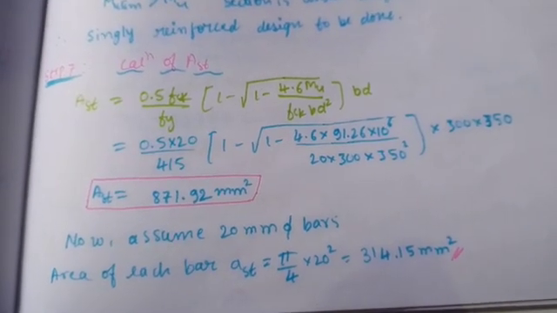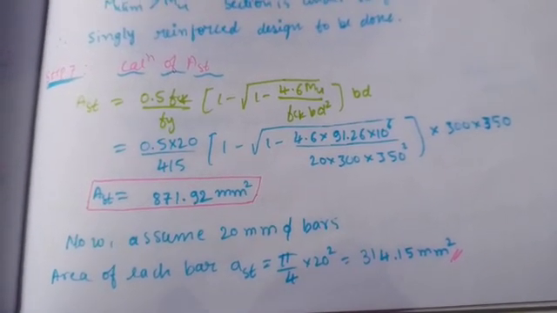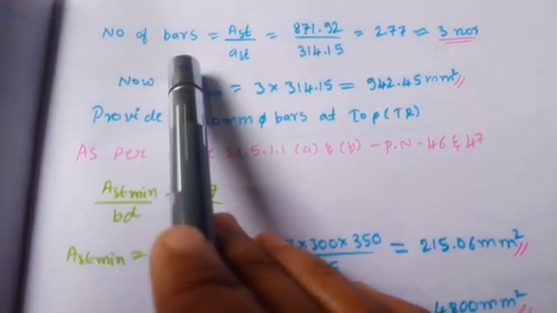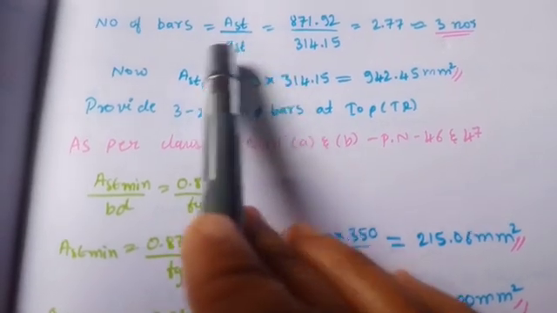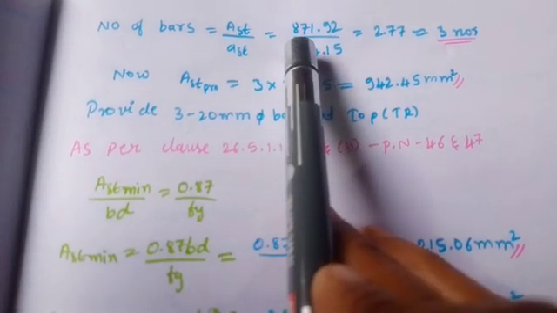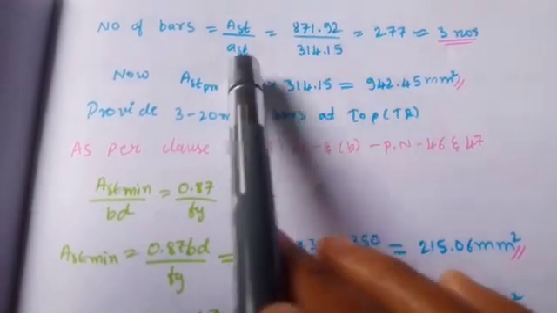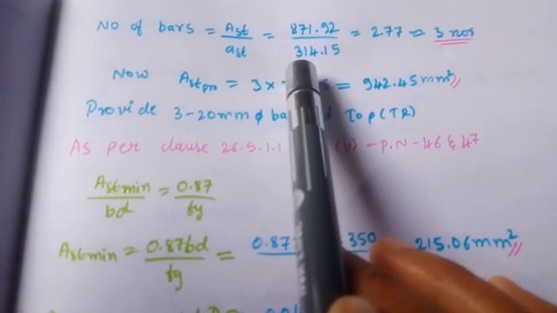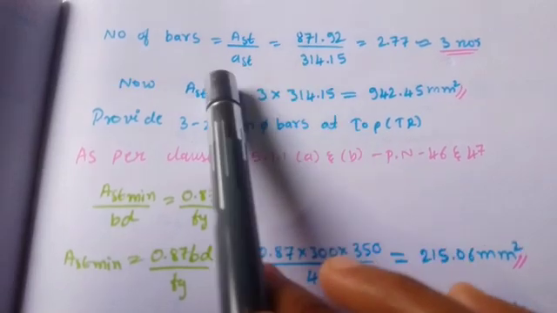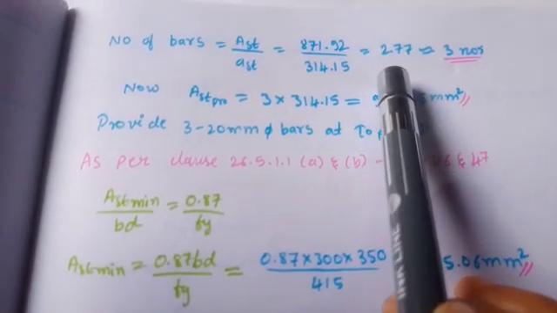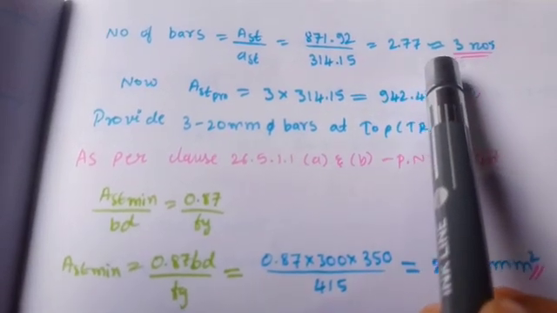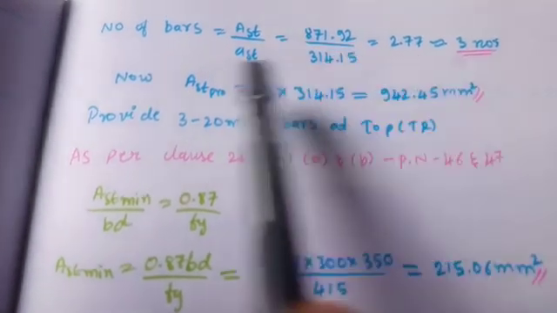So next we'll go for the calculation of number of bars required to carry this area of steel. For number of bars we have the formula Ast divided by area of each bar. The Ast we have got is 871.92. So area of each bar we got is 314.15. Substitute all the value. After simplifying we'll get number of bars as 2.77. So we cannot provide 2.77, so I am making it 3 numbers.